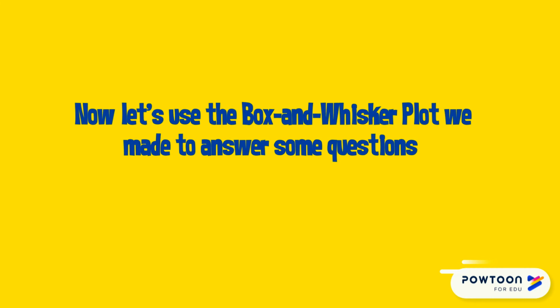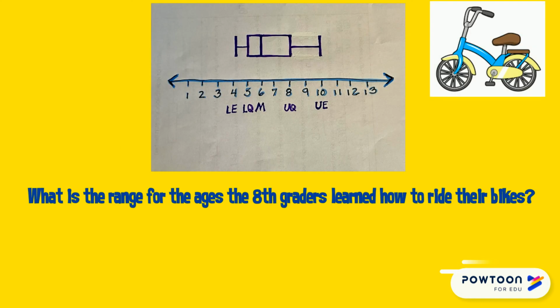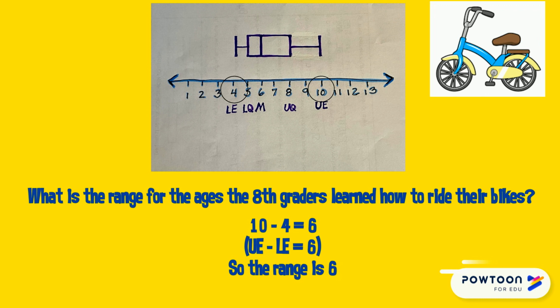Now let's use the box and whisker plot we made to answer some questions. What is the range for the ages the 8th graders learned how to ride their bikes? Well, you take the upper extreme, which is 10, minus the lower extreme, which is 4, and this equals 6. So the range is 6.